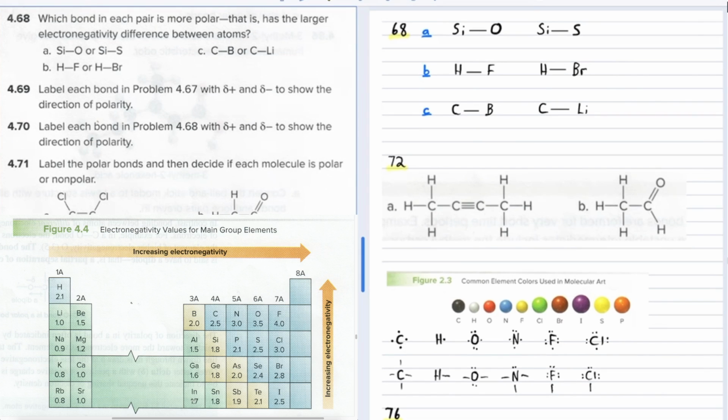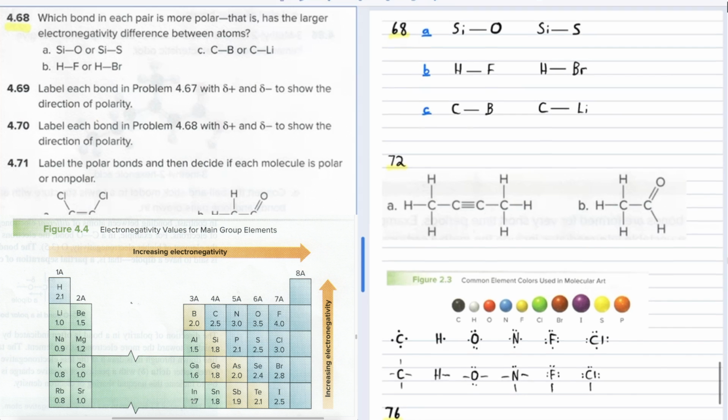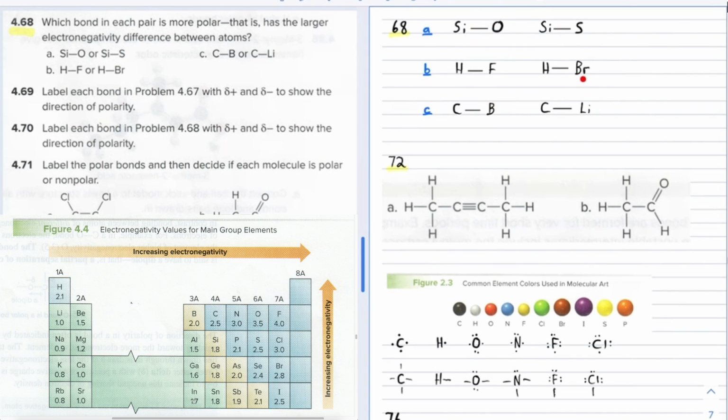Problem number 68. Which bond in each pair is more polar, that is, has the larger electronegativity difference between the atoms? And so you're given several pairs, and I've rewritten them over here.